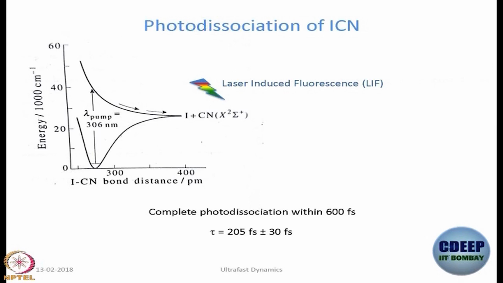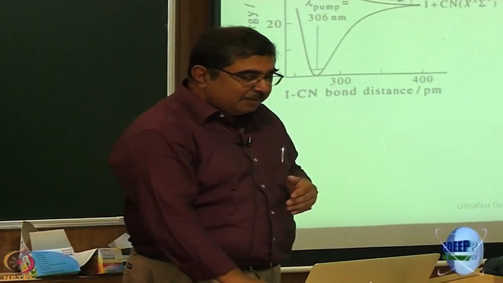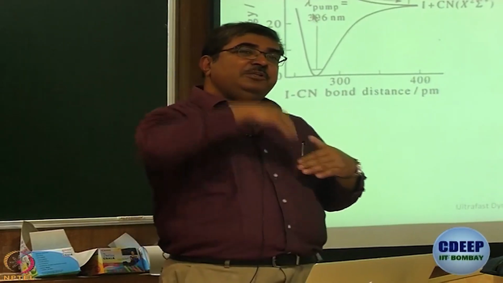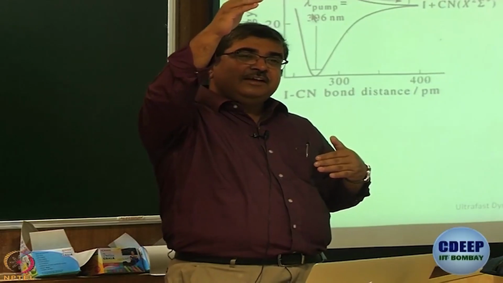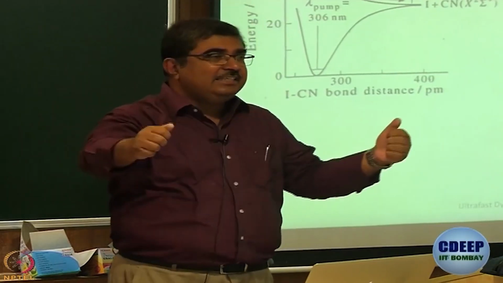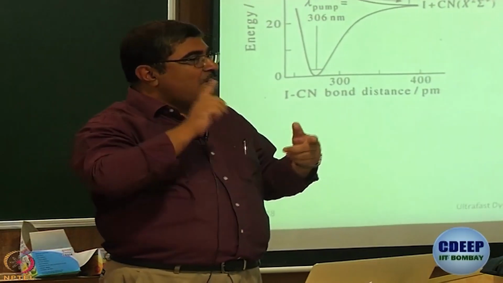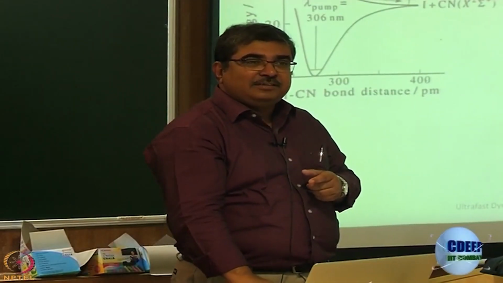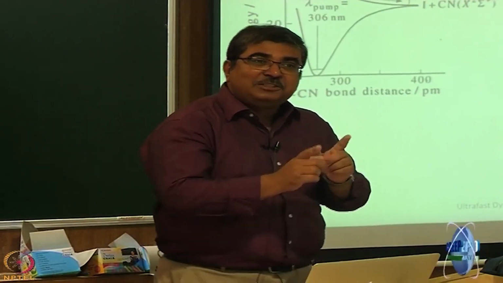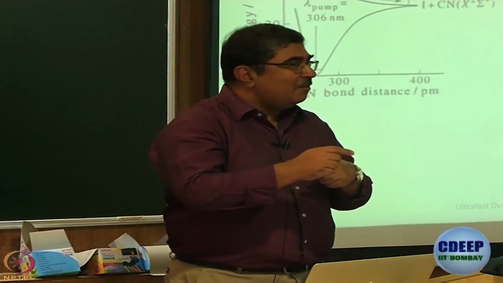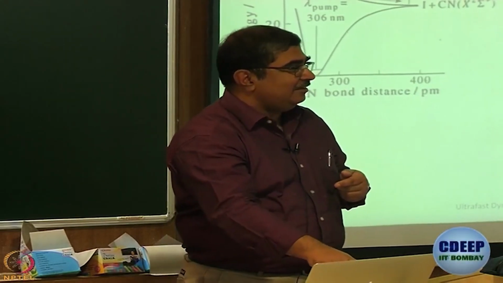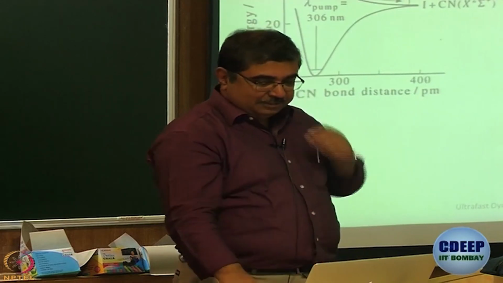So, this emission was actually monitored as a function of time. Same pump probe experiment, pump on one side, intense pump, feeble probe. So, what is the wavelength of pump? 306 nanometer. What does it do? It takes the molecule to the dissociative potential energy surfaces, as a result of which the IC bond breaks. Where is the probe? Probe wavelength was 388 nanometer, right? And that was not monitored. That is the only additional thing. What was monitored was the emission. Okay, so emission was monitored.